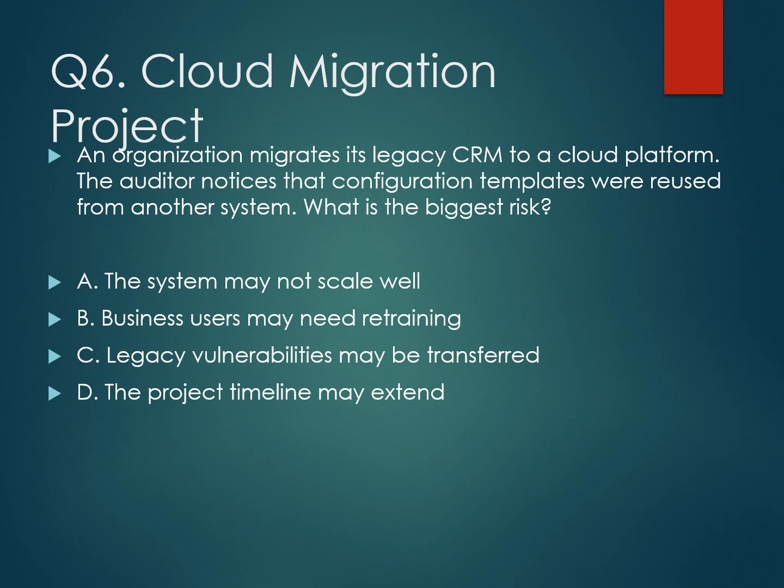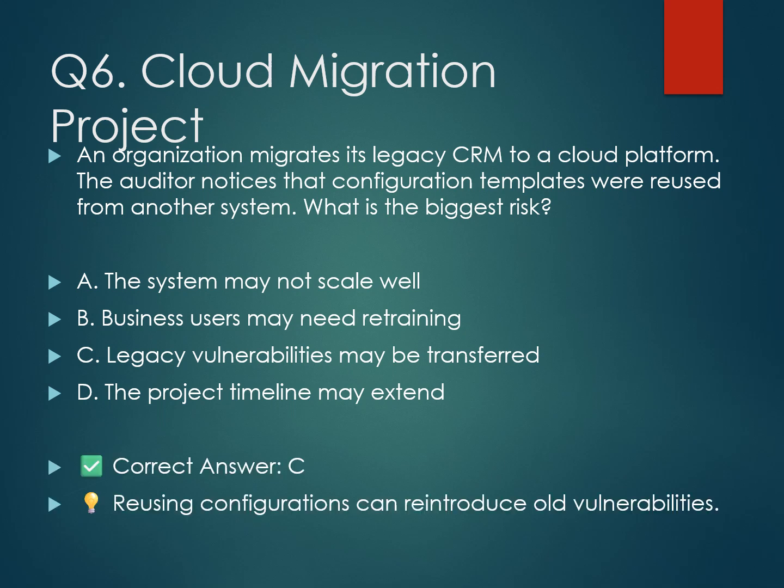An organization migrates its legacy CRM to a cloud platform and reuses old configuration templates. What's the biggest risk? A. The system may not scale well. B. Users may need retraining. C. Legacy vulnerabilities may be transferred. D. Project timelines may extend. Using old configurations in a new environment may carry forward security vulnerabilities that should have been remediated.